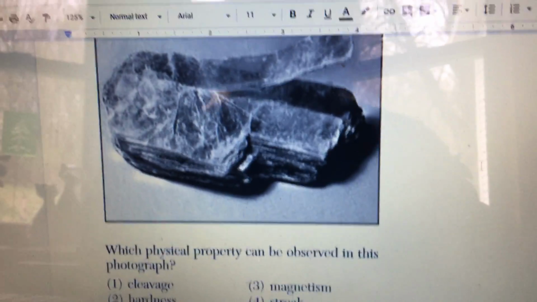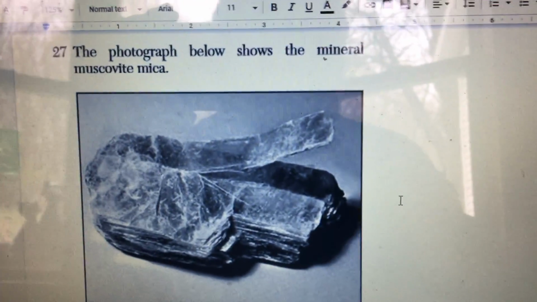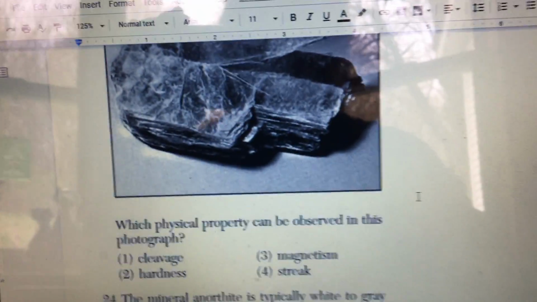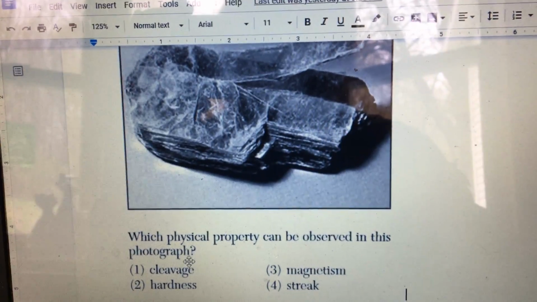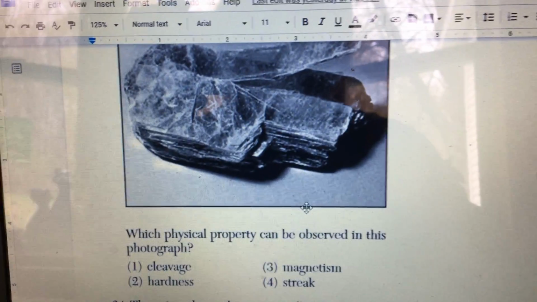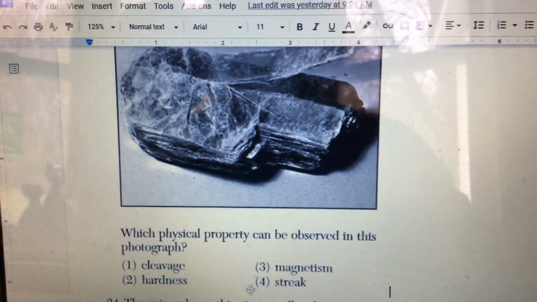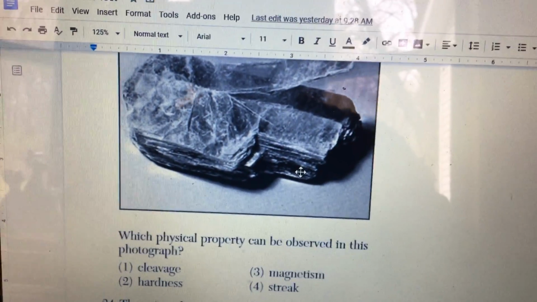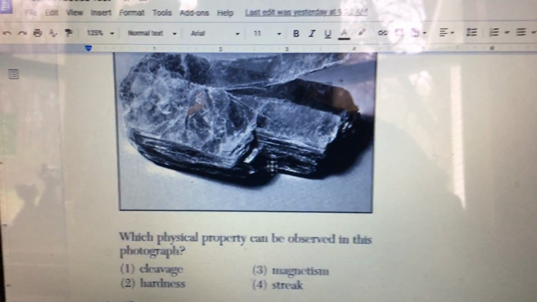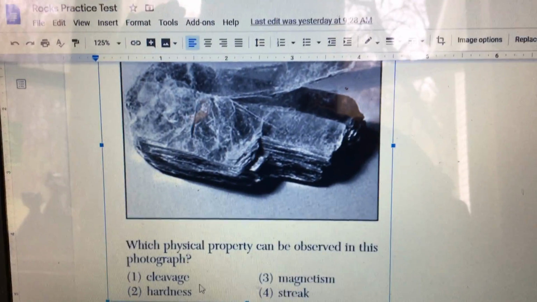What physical property can be observed in this, and it tells us up here that we're looking at muscovite mica. So what can we tell really just from this picture? This one's not necessarily a reference table question, but cleavage, hardness, magnetism, streak. So what can you see? Streak's where you have that white plate and you make the mark with the mineral to scratch it and powder it to see what color the powder is. There's no evidence of that here. Magnetism, no evidence of that here. Hardness, there's nothing to say that this is harder or softer than another mineral. So I'm saying those three are bad answers. Cleavage, can we see cleavage in this?